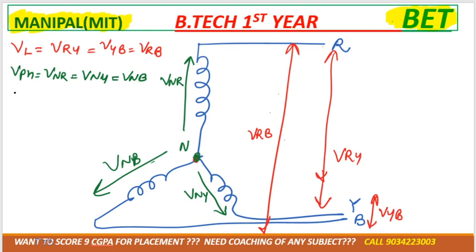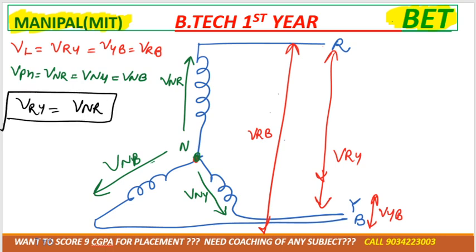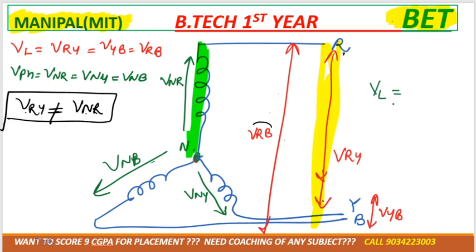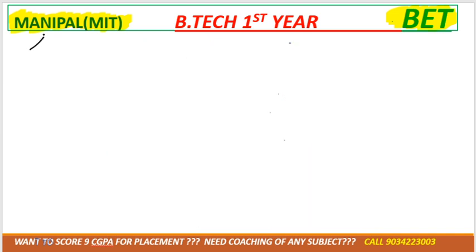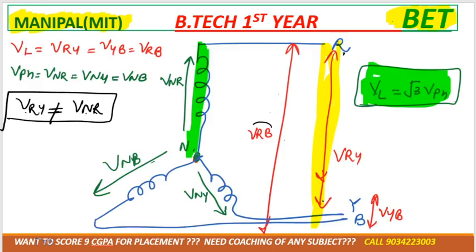Now tell me, is VRY equal to VNR? Yes or no? Just look at it and tell me. So they are not equal, right? So it means there will be some relationship between the line voltage and phase voltage. In Manipal, derivation will never come. So I'm telling you the direct relationship: line voltage must be equal to √3 times the phase voltage. So you need to remember this for the star connection. What we have studied up to here is that in star connection, line current must be equal to the phase current and line voltage must be equal to √3 times the phase voltage. Now tell me, any doubt up to here?